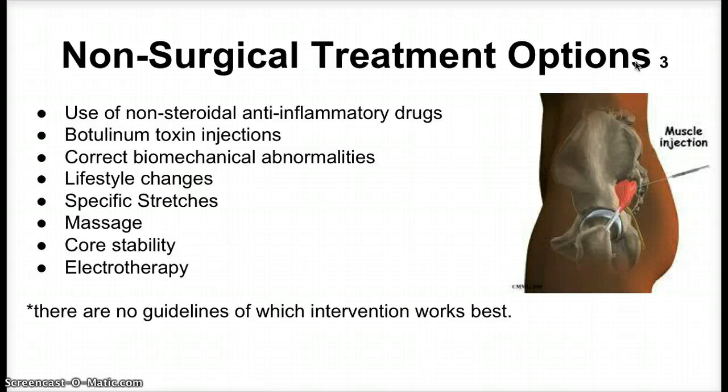With the core stability, this just helps relax the muscle a little bit more by putting more stress on other muscles that can support the body other than the piriformis. And the use of electrotherapy. The main one that was talked about was the use of ultrasound. That just helps get deeper to the tissue that they're trying to work on.